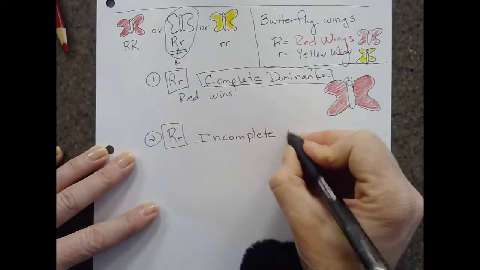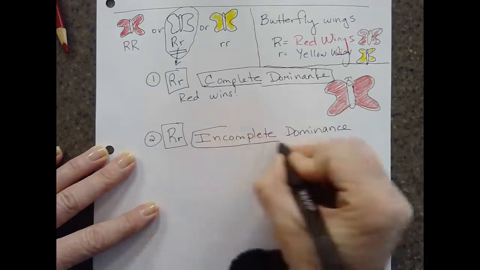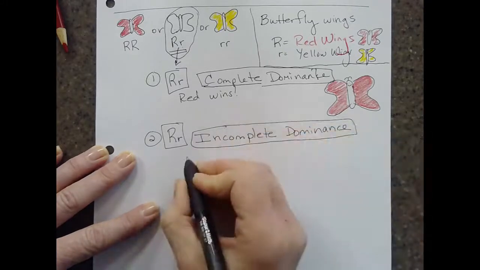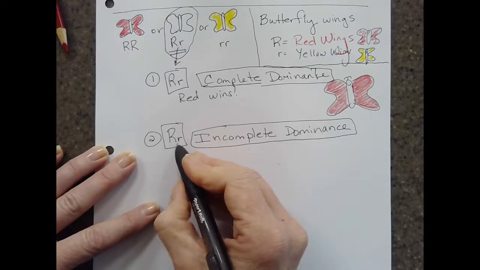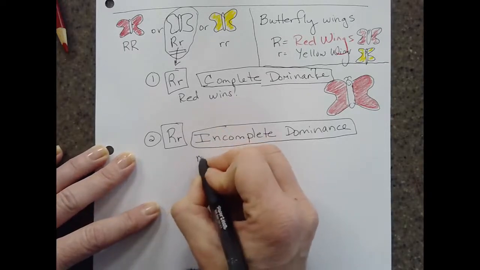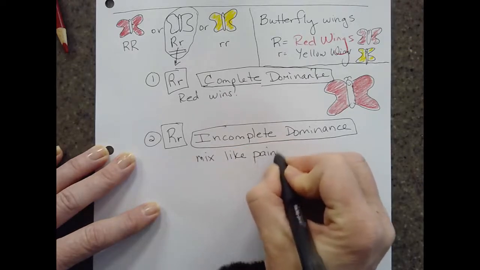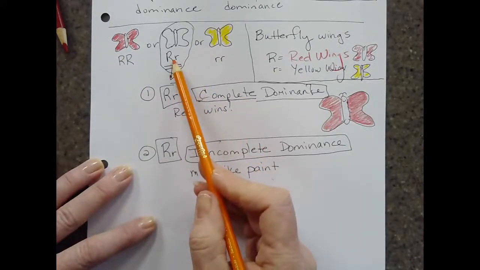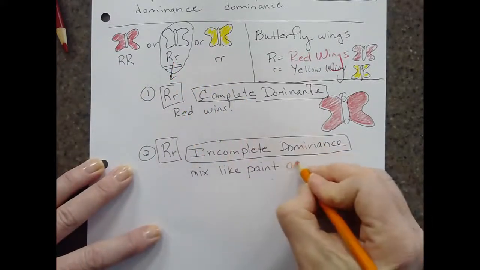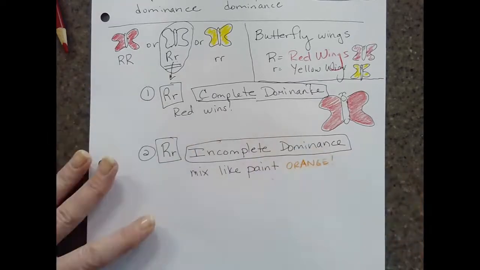And on this one, you see, this butterfly might have yellow as its background markings on it. And you can see both the red and the yellow. This is how you get like stripes on a cat, patches on a dog. So those are your three scenarios: complete, incomplete, and codominant.